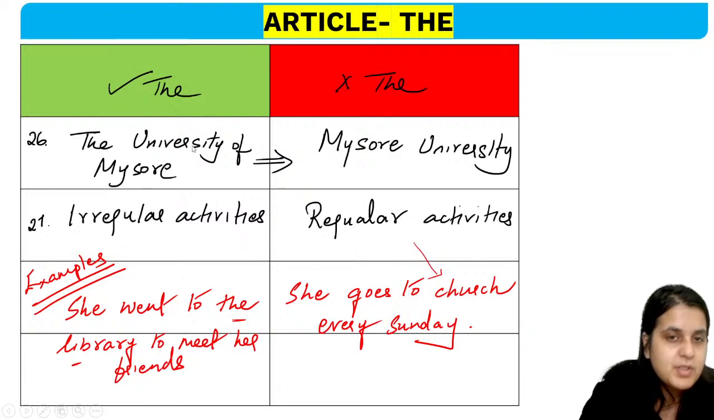Whenever you refer to a university, first you say the University of Mysore. If you're referring to the place first, you will not use "the", you just say Mysore University. Irregular activity performed in a place, not what the place is meant for, it's not your daily routine, we use "the." Regular activity performed in a place, you do not use "the."